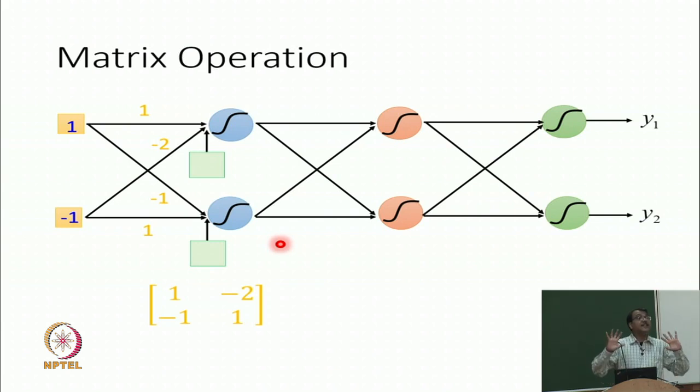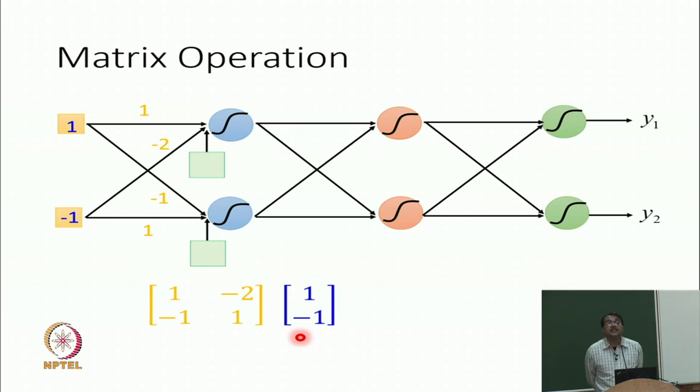Now, I can think of it as matrix computations, and this is an important step. You can say that this particular neuron is 1 comma -2, and this particular neuron is -1 comma 1. And what is the computation I am having when my input is 1 comma -1? It's 1 times 1 plus -1 times -2. Similarly, it's -1 times 1 plus 1 times -1. So basically, you can think of it as matrix multiplication.